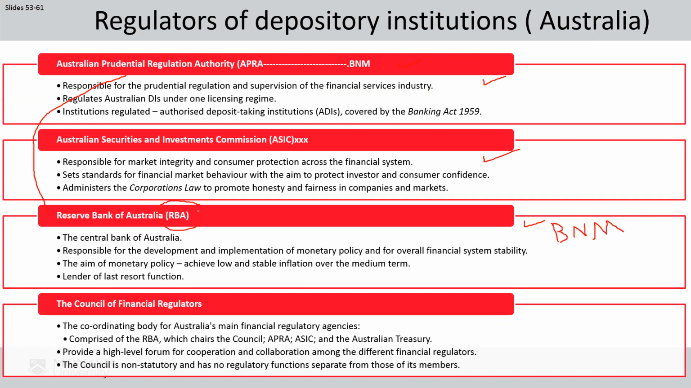The Reserve Bank of Australia, which is a central bank, only takes care of what we call monetary policy. They are not taking care of the supervision of banks. And then we have all those three of them, and in Australia, for example, there is the Council of Financial Regulators, which is actually the three of those entities.